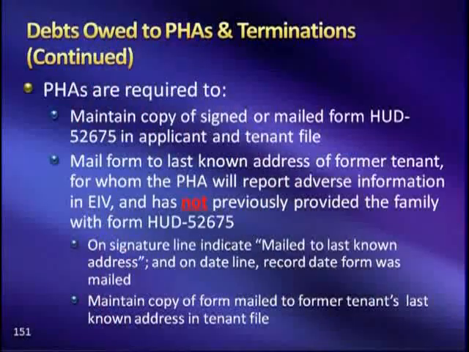Now, in the instance, as we showed you earlier, if EIV shows an adverse record for a family, you are required to provide the family with a copy of their debt owed to PHA and EOP report if they request it. Okay? So let's say hypothetically, the other housing authority where the person applied for assistance did not give the person their EOP record. And they call you up and say, hey, give me a copy of my record. If they ask for it, you have to give it to them.